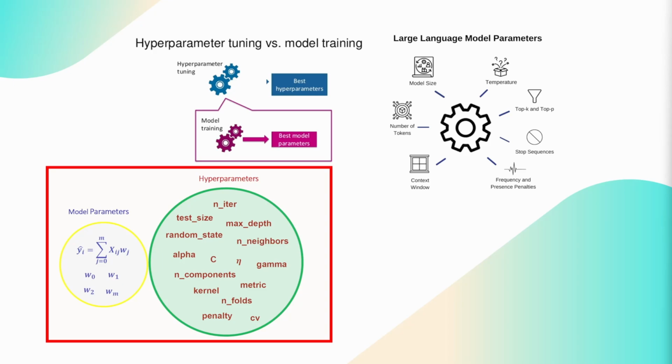Finding the right combination of hyperparameters often requires experimentation and can be time consuming. That's where techniques like grid search or random search come into play. Grid search tries all possible combinations of hyperparameters, while random search picks combinations randomly. The goal is to find the best combination that leads to the highest accuracy or performance. This process is crucial, especially when training complex models like deep neural networks, where small changes in hyperparameters can have a large impact on the results.